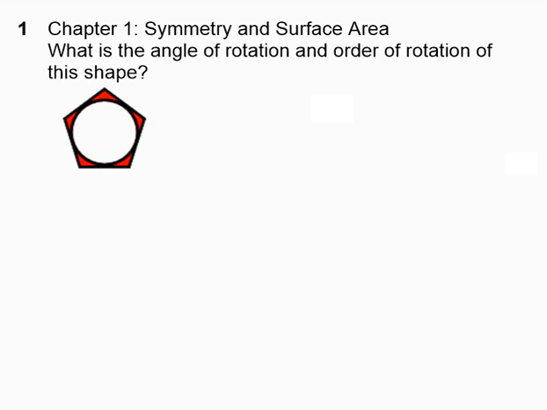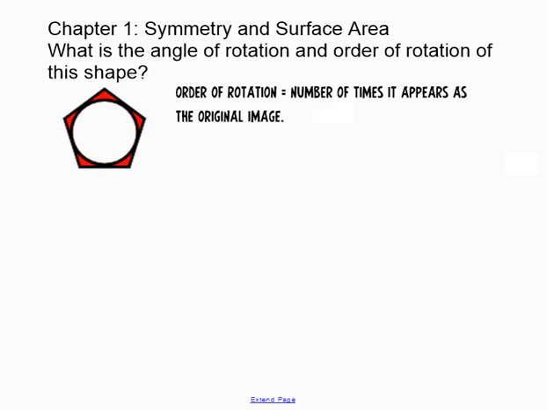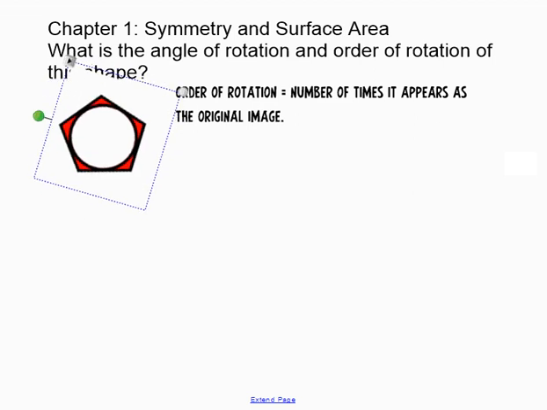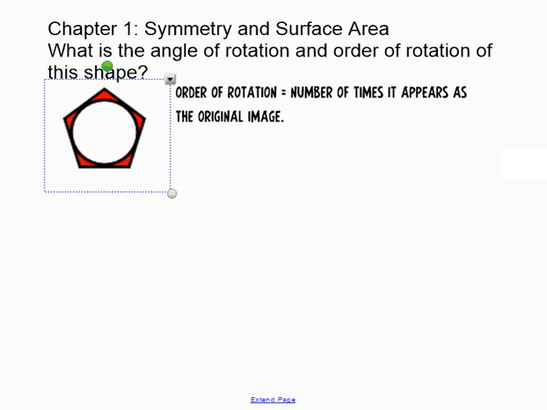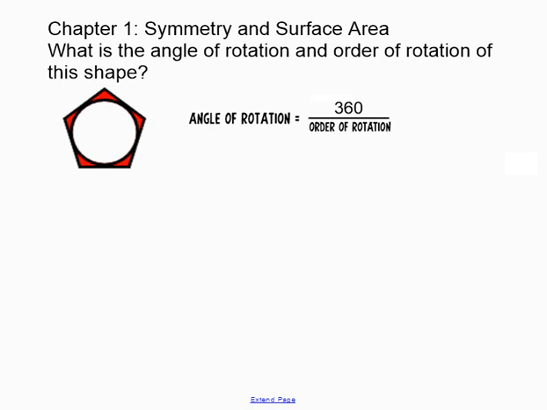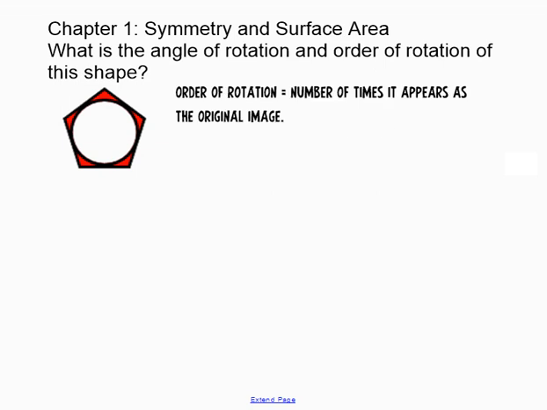The first question comes from Chapter 1 on surface area and symmetry, and it talks about angle of rotation and order of rotation. Remember that order of rotation is the number of times an image appears as itself as you rotate it 360 degrees. So if I take this image and rotate it this many times, there's the original, there it appears as itself, and as I do this 360 degrees, that image would appear as itself 5 times.